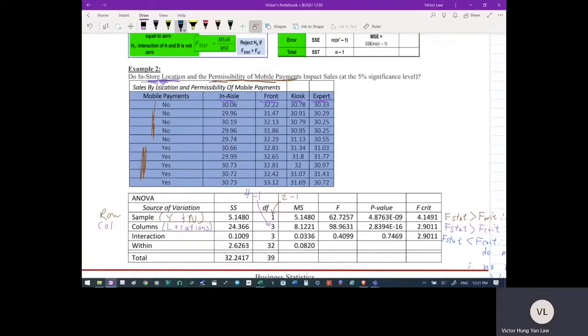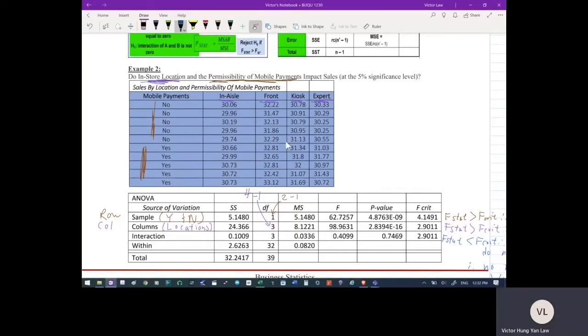Example 2: do in-store location and permissibility of mobile payment impact sales at the 5% significance level? So in business, what we're interested in most of the time is that we want to maximize our profit or increase our sales. In this example, we're looking at ways to increase our sales. We're looking at if these factors will impact our sales because we want to look at ways to increase our revenue.